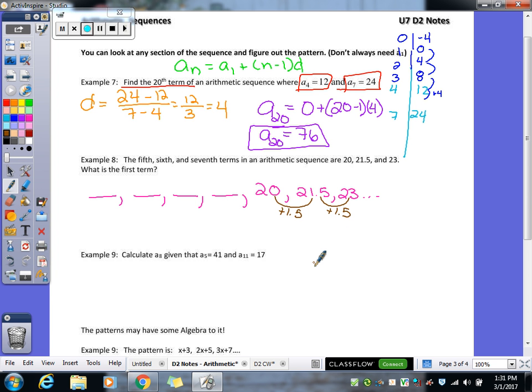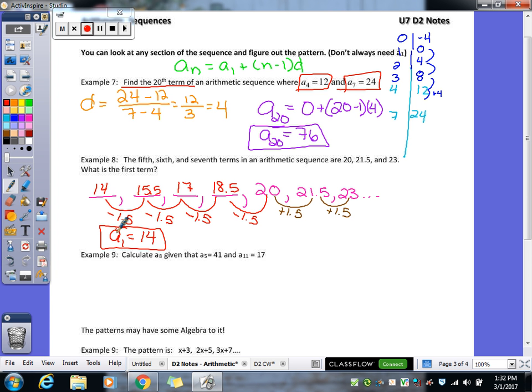So again, to go up the sequence is add 1.5. To go backwards would be what? So we're going to subtract 20 minus 1.5. 18.5. Minus 1.5 again. 17. Minus 1.5 again. And minus 1.5 last time. 14. So our first term is a 14.